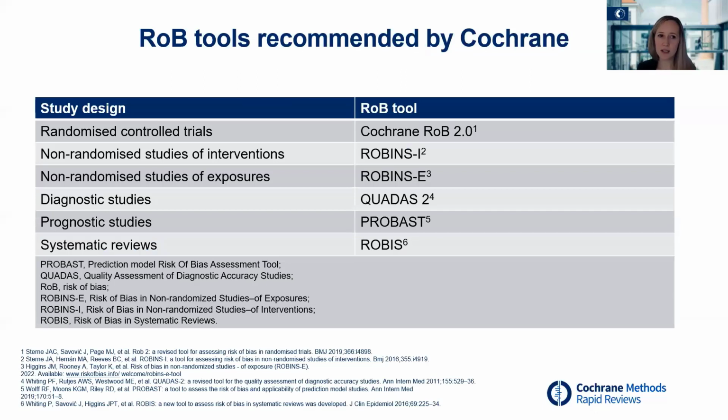What you can see here is a list of risk of bias tools recommended by Cochrane. So these tools are specific to different study designs, and depending on what study designs you will include in your rapid review, you might need to use one or more risk of bias tools.